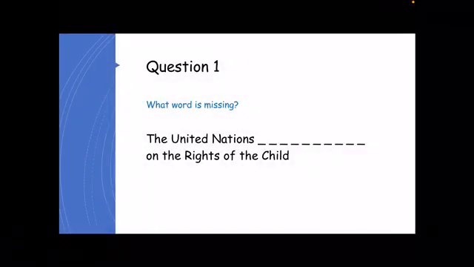Question 1. What word is missing from this statement? I'm hoping that because I've mentioned it quite a few times already, we should hopefully know the answer. But if you're not sure, see if you can count the spaces that are there and work out what the word is. The United Nations something on the rights of the child.